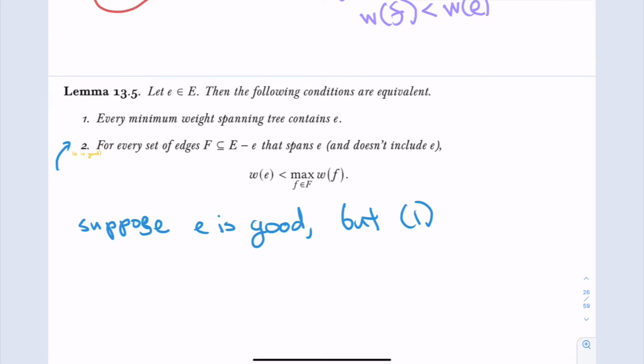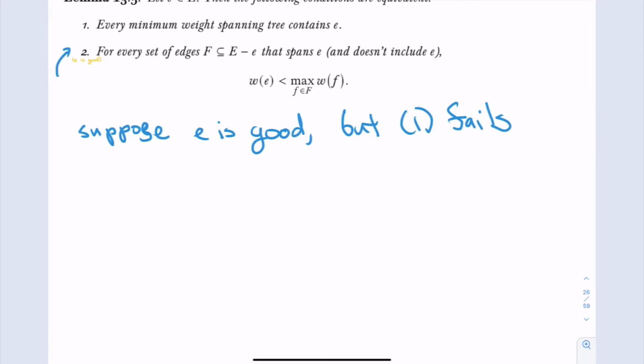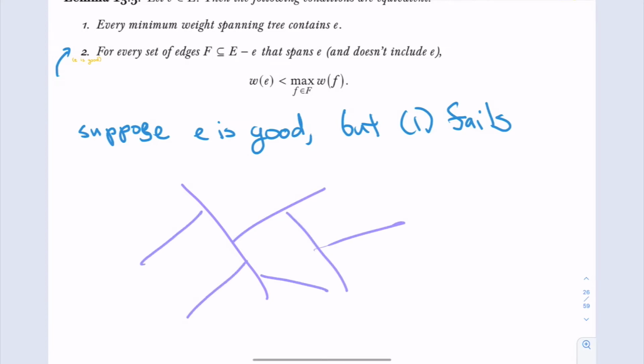But one fails. So there is some minimum weight spanning tree that excludes E, by contradiction. Okay, let's assume the contradiction. Suppose I'm drawing here a minimum weight spanning tree. But the claim is that E is good, but the tree is not including E. So maybe here is E or something.